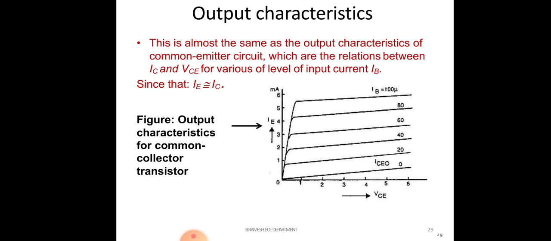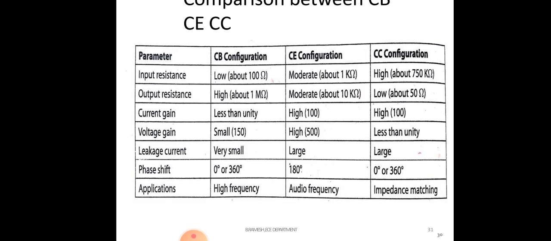The output characteristics are similar to the common emitter configuration. That's why we call this configuration the emitter follower. These are almost the same as the output characteristics of the common emitter circuit, which relate IC and VC for various levels of input current IB. Since IE is nearly equal to IC, the IC is not leakage current. As the IB current increases, the IE current is high, so IE is measured in milliamps, VC voltage in volts, and input current in microamps. For a constant input current, the IE current increases, so IE is equal to gamma times IB. The gamma value is very high, above beta. So these are the output characteristics of the common collector configuration.